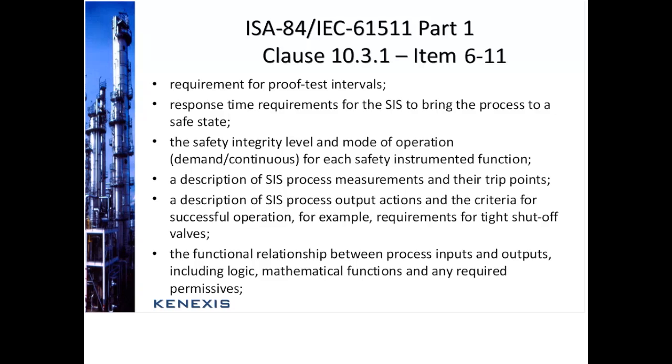The functional relationship between process inputs and outputs, including logic, mathematical functions, and any required permissives. Again, on the fuel gas system, that low pressure transmitter might be in a position where, until you actually open the valves, it isn't seeing any pressure at all. Therefore, there may be a required permissive, or a short period of time in which that transmitter doesn't take its action until the fuel gas is into the line and the transmitter can sense that it is above the low pressure requirements.